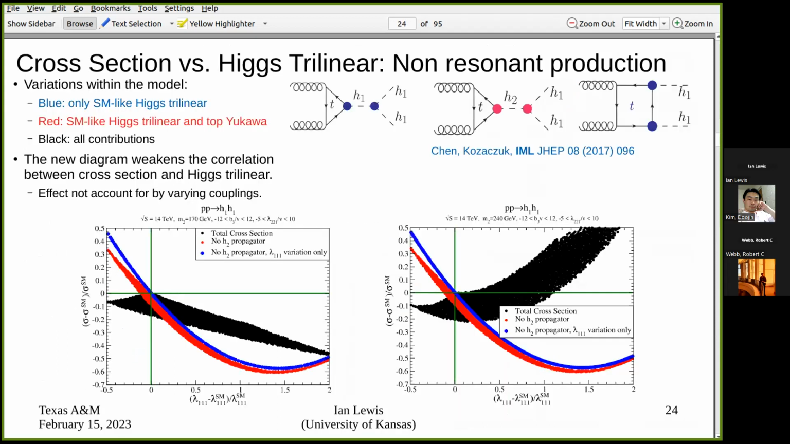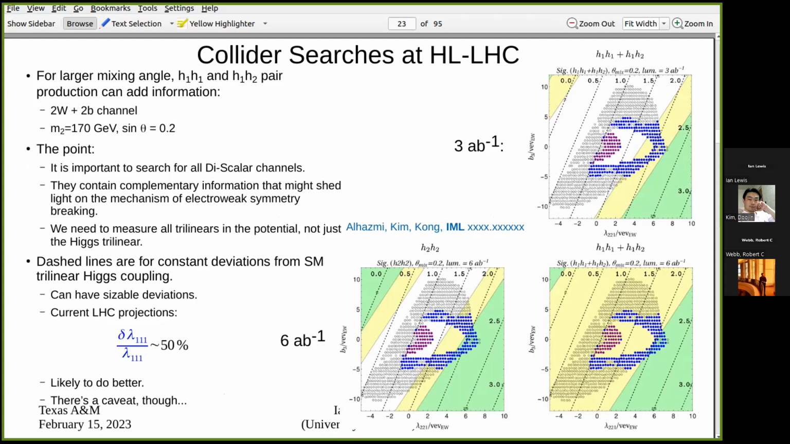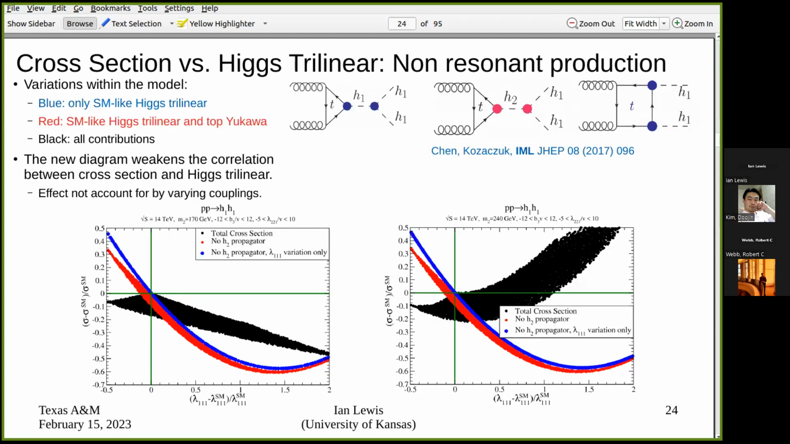Some caveats. First of all, I kept bringing up these projections of how well I can measure the Higgs trilinear. The way you talk about measuring the Higgs trilinear a lot of the time, at least with these projections, is you take your standard model cross section for di-Higgs, normalize it to the standard model, and look at how the trilinear changes. And so what people usually do is you assume the trilinear changes by itself. So this is our process.